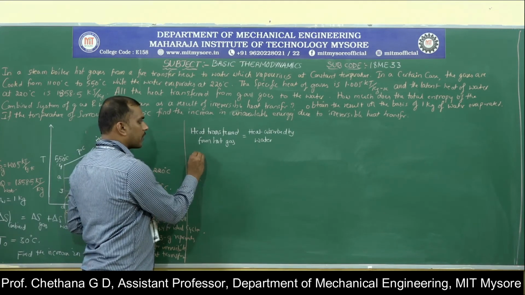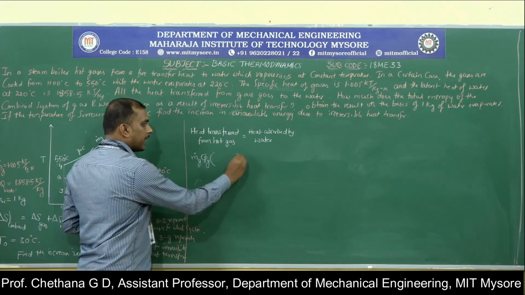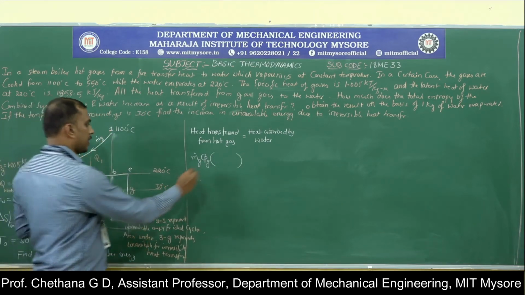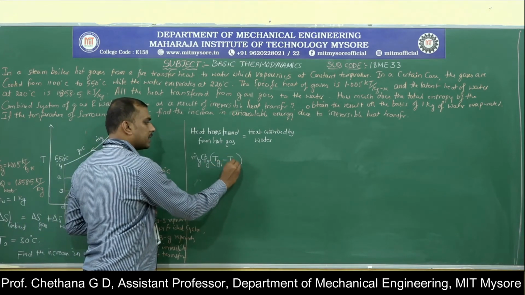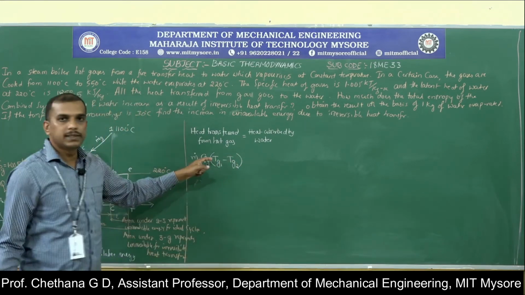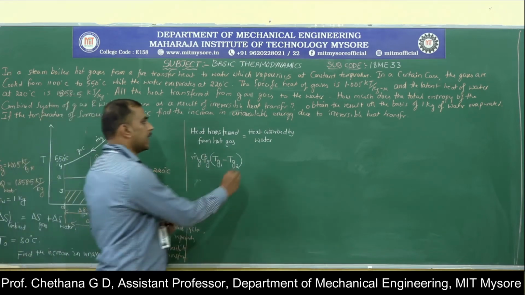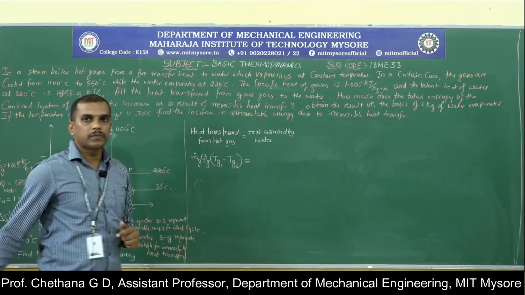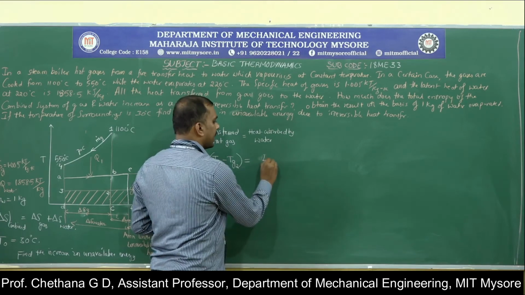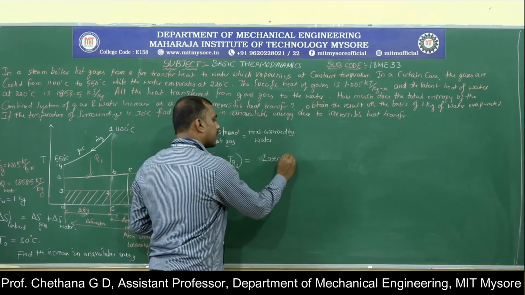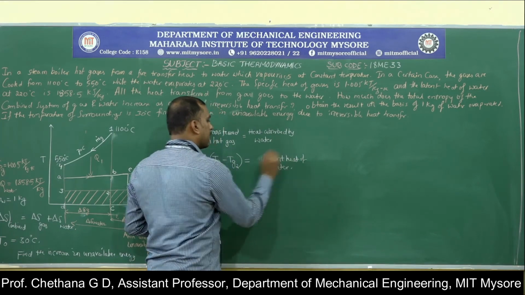By the same principle, what we can write is mg Cp of G. Heat transfer from hot gas will be what? T1 minus T4, or you can simply say Tg1 minus Tg2. That is the initial temperature of the hot gas minus the final temperature of the hot gas. Now heat absorbed by water can be simply what? Delta Q, or you can say the latent heat of water at 220 degrees centigrade into mass.